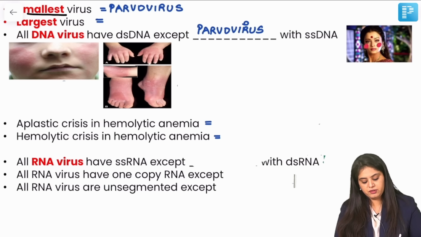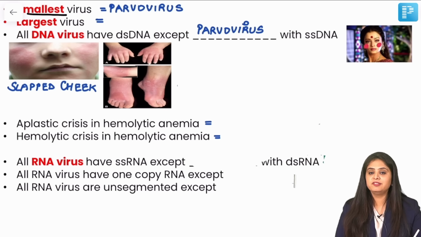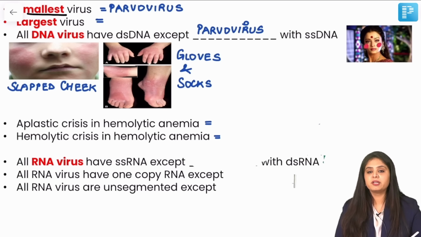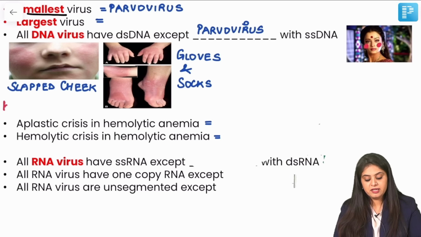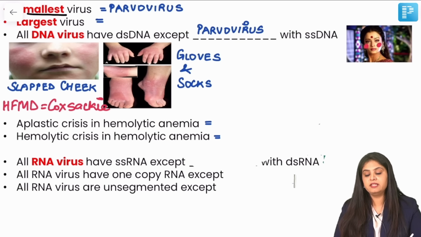So parvovirus will cause the classical slapped cheek appearance, and the hands and the feet will also become red with a rash. So that is gloves and socks. Please note, if it is hand and feet and cheeks, it is parvovirus. On the other hand, if it would have been hand, foot and mouth, the story changes. If it would have been hand, foot, mouth disease, then I would call it Coxsackie virus. Please read carefully in the exam.